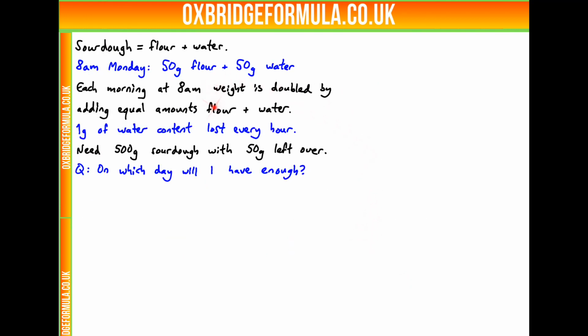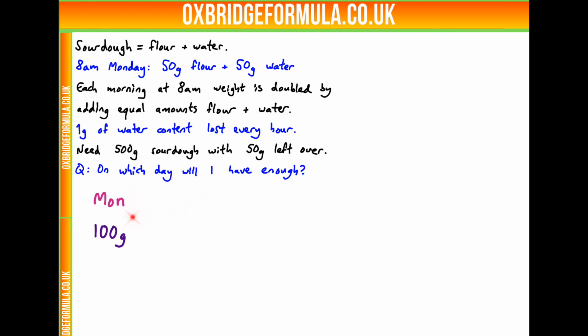So, where to begin? Well, we're told we're starting on Monday with 50 grams of flour and 50 grams of water, and so we know that will give us 100 grams of sourdough. And if we need to eventually get to 500 grams with an extra 50, so we're aiming for 550 one of these mornings. So let's input the information that we're given and then see when the sequence gets to 550.